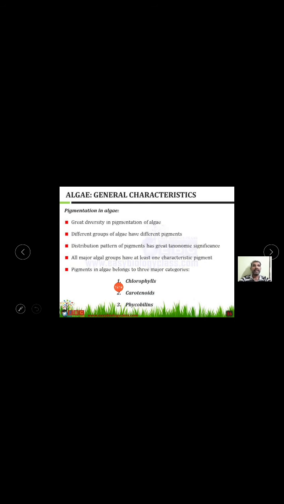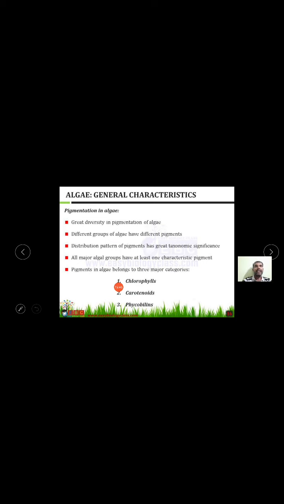See, there is great diversity in the pigmentation of algae. Why? Because different types of pigments are present in algae, especially chlorophylls, carotenoids and phycobilins. In the chlorophylls, different types are present: chlorophyll A, chlorophyll B, and chlorophyll C, D and E.